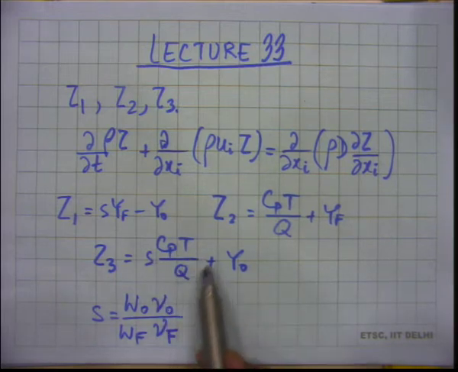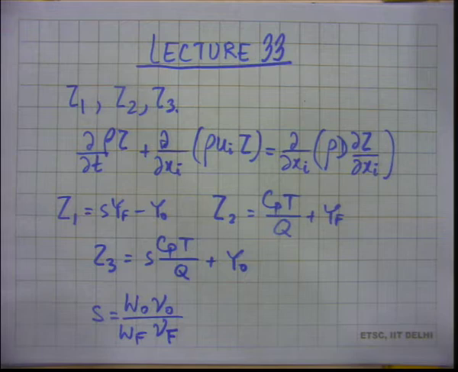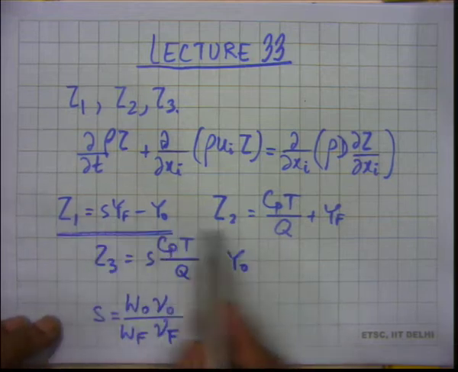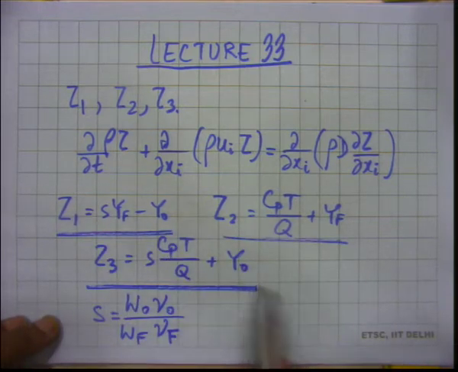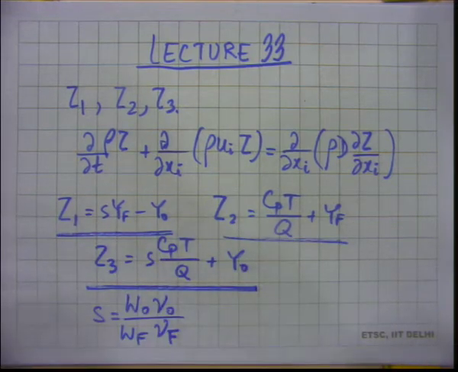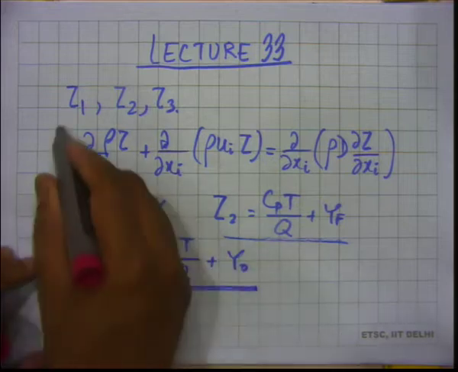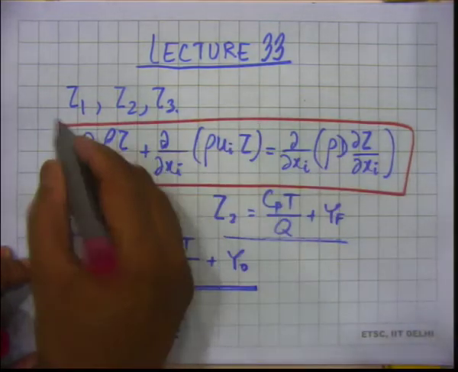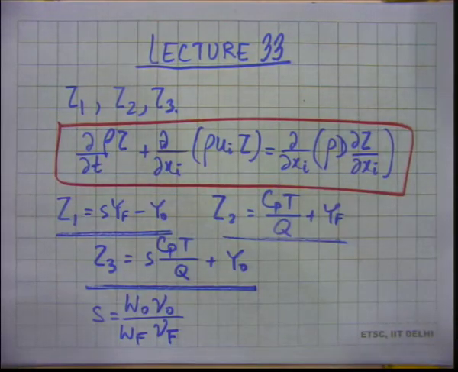Then you have Cp, then you have temperature. What was Q? Heat released in the reaction, isn't it? So we had this Q, and that explains all the variables Z1, Z2, Z3. This is the whole thing that we had. Now, what I pointed out last time is that the Z equation doesn't have a source term.